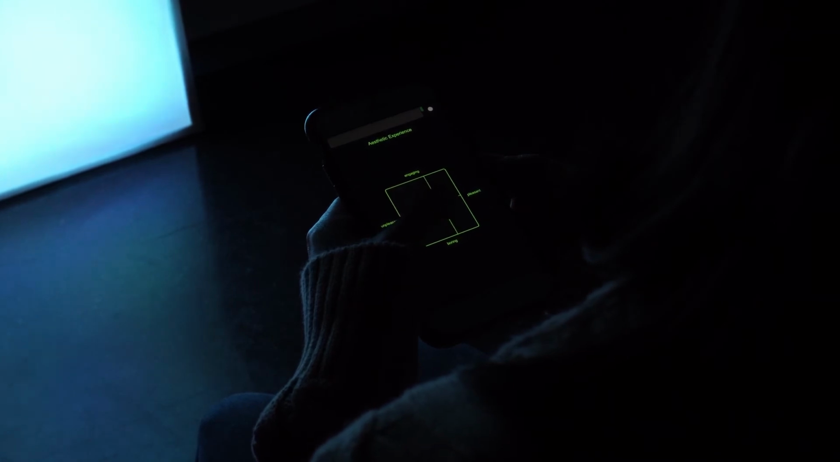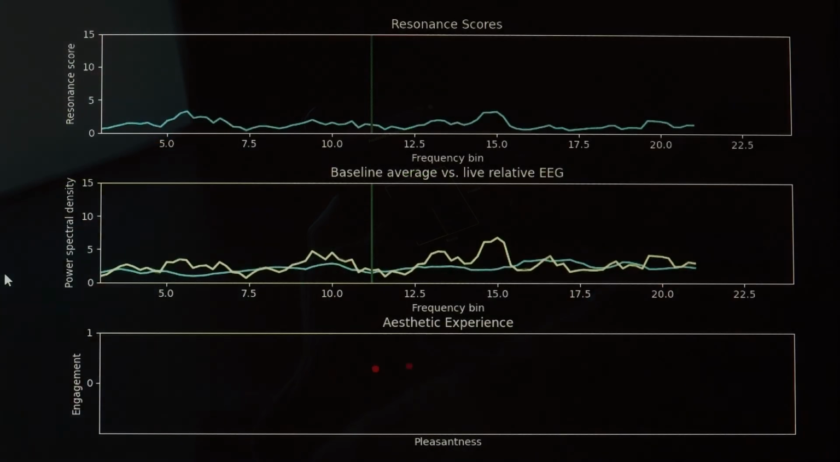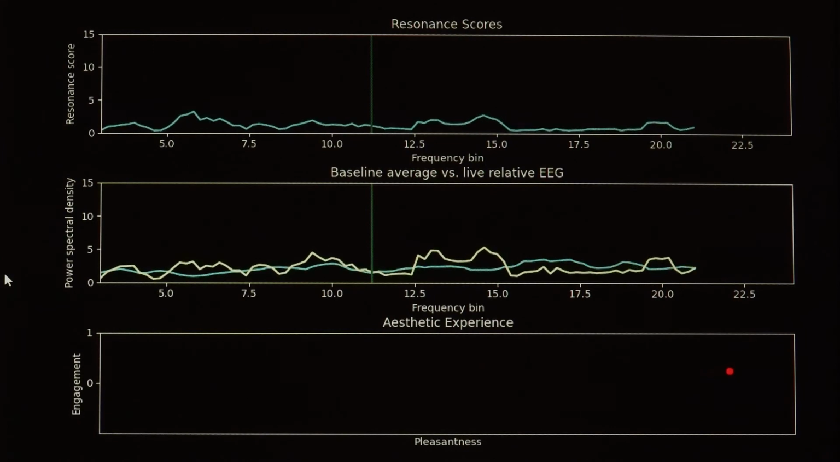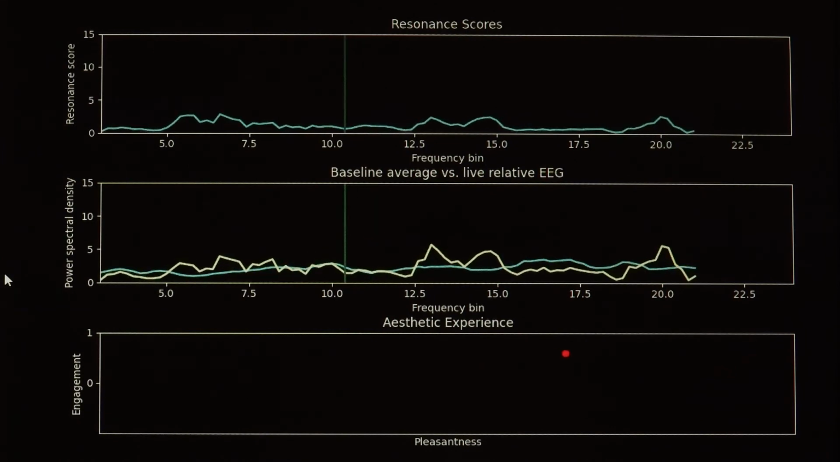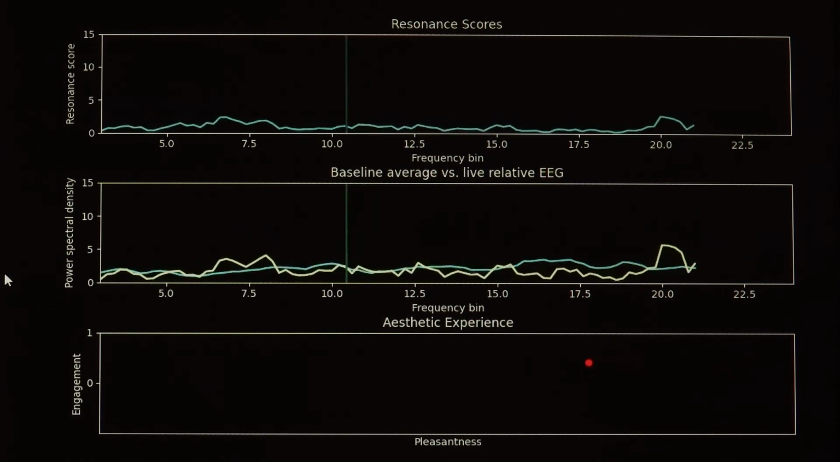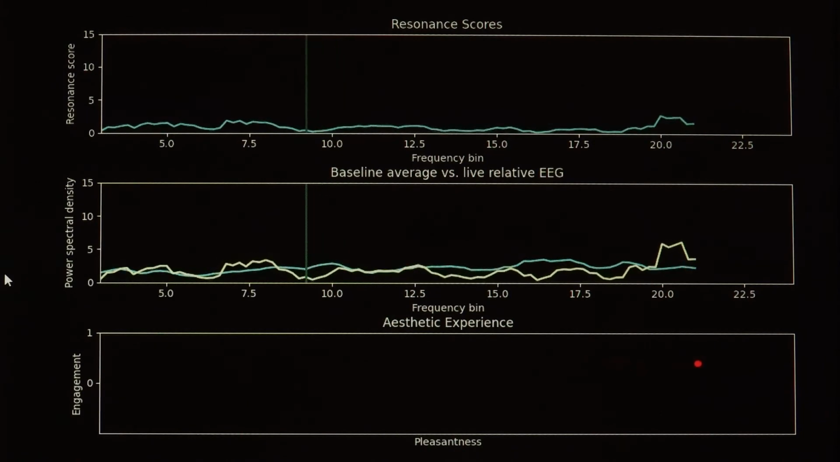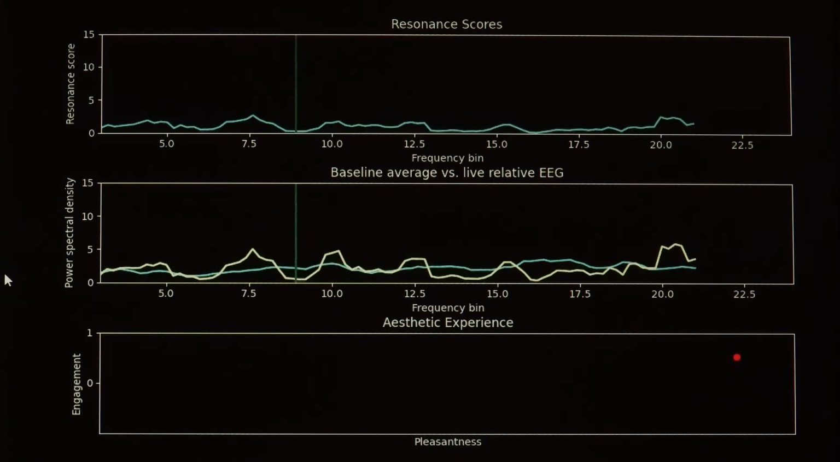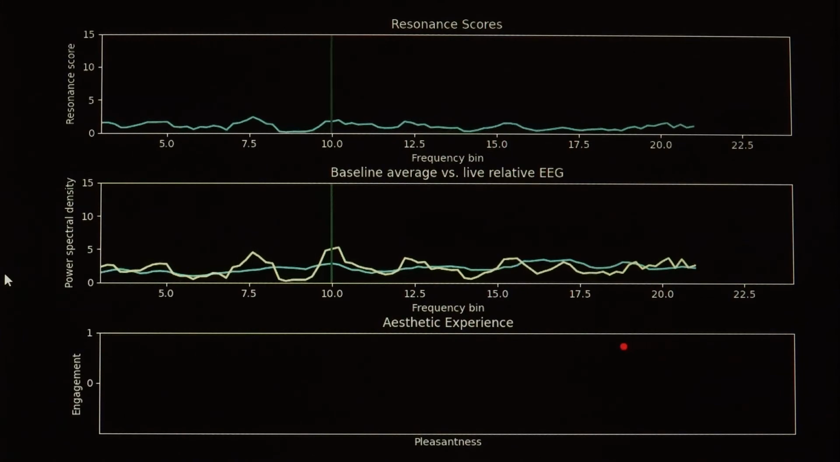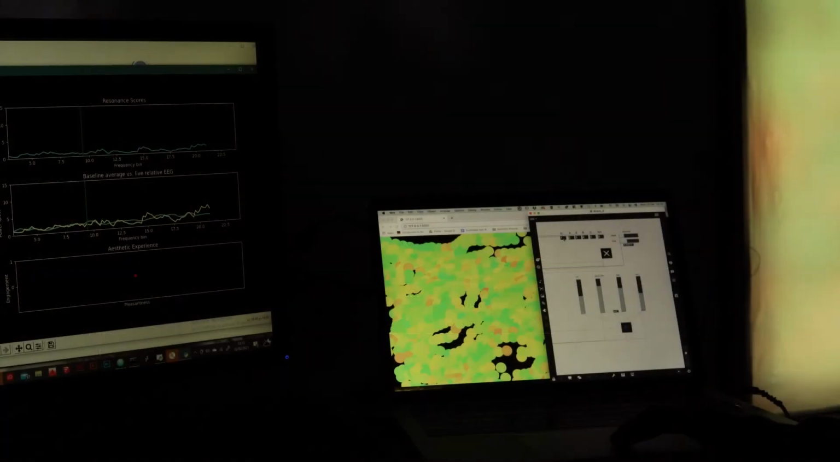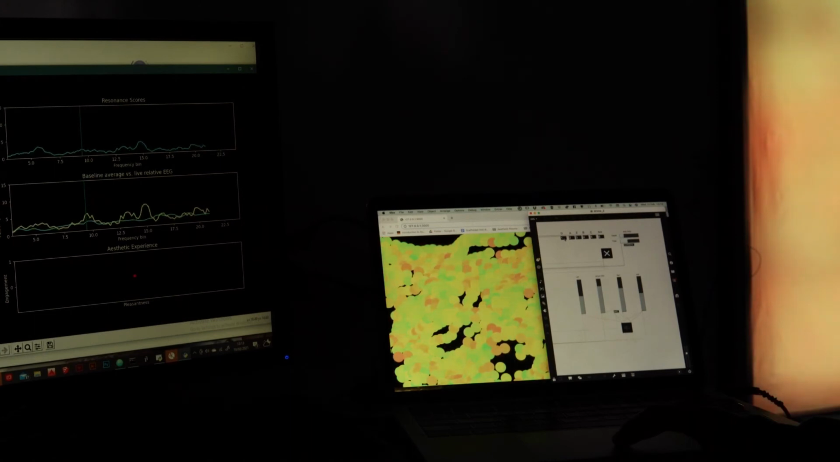To optimize for aesthetic resonance, I'm trying to get responses in the top right quadrant of the grid, so maximum engagement and pleasantness at the same time. And this is what aesthetic resonance looks like on the real-time data display. The pleasantness and engagement scores from the grid are combined with my neural resonance scores from before, to give an overall picture of the participant's aesthetic experience. This allows me to adjust properties of the audio-visual components and try to optimize for both neural and aesthetic resonance in an iterative manner.